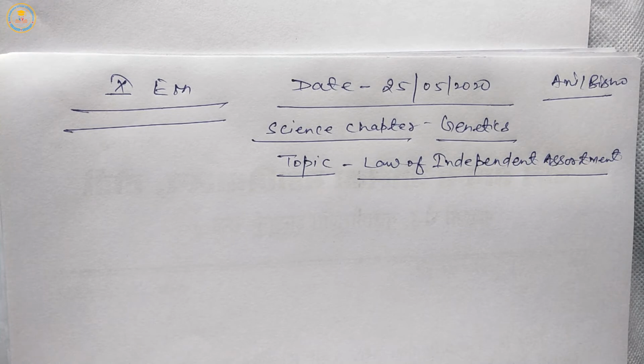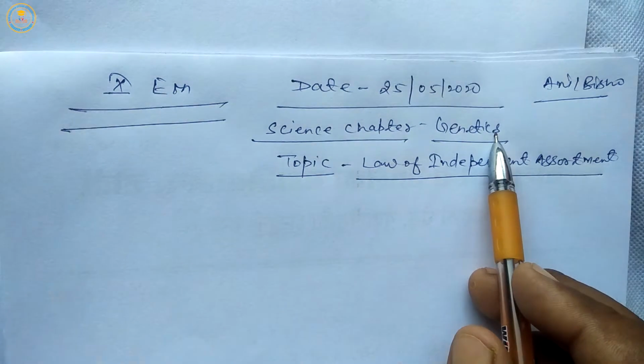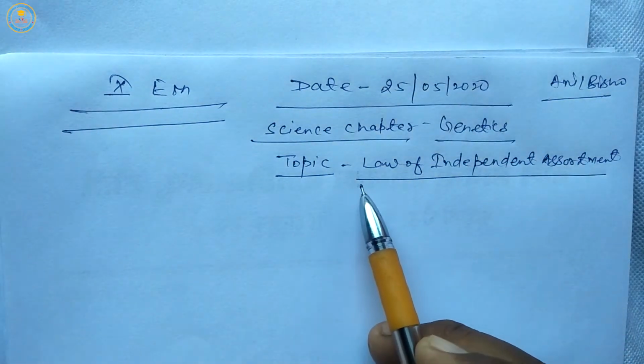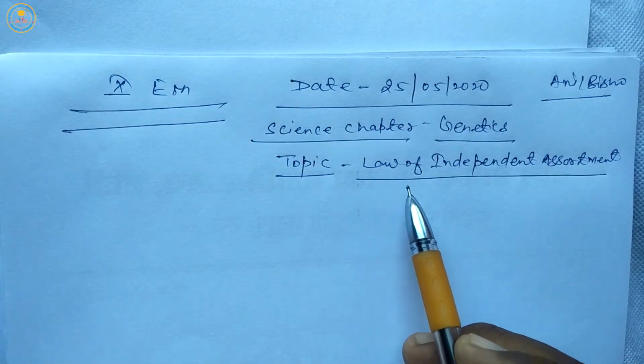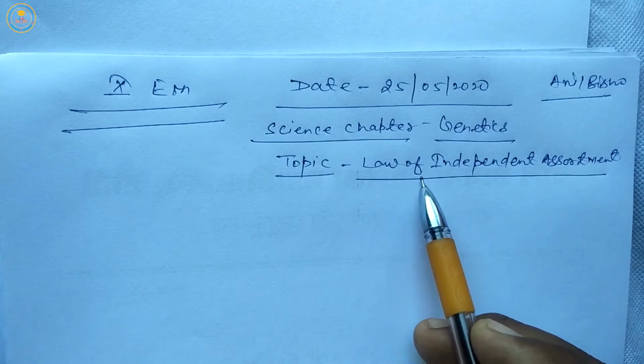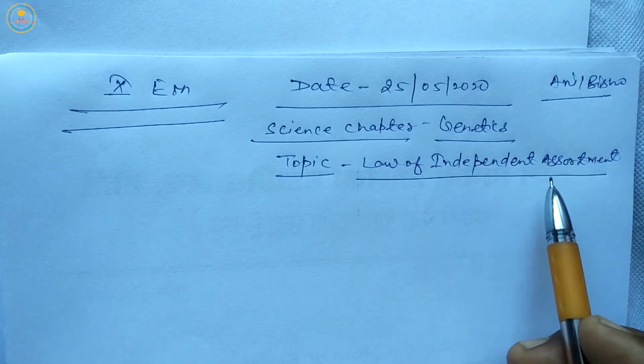Hello to all students. Today we are starting the genetics chapter again, and today's topic is Mendel's third law. It means the law of independent assortment.